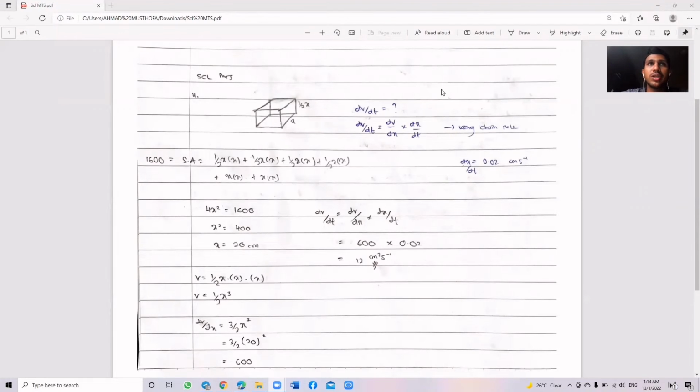Assalamualaikum everyone. Today I will present question number 4 of this SCL of calculus. The question states that a cuboid has a square base of size x cm, and the height of the cuboid is half times the length of the sides of its base.